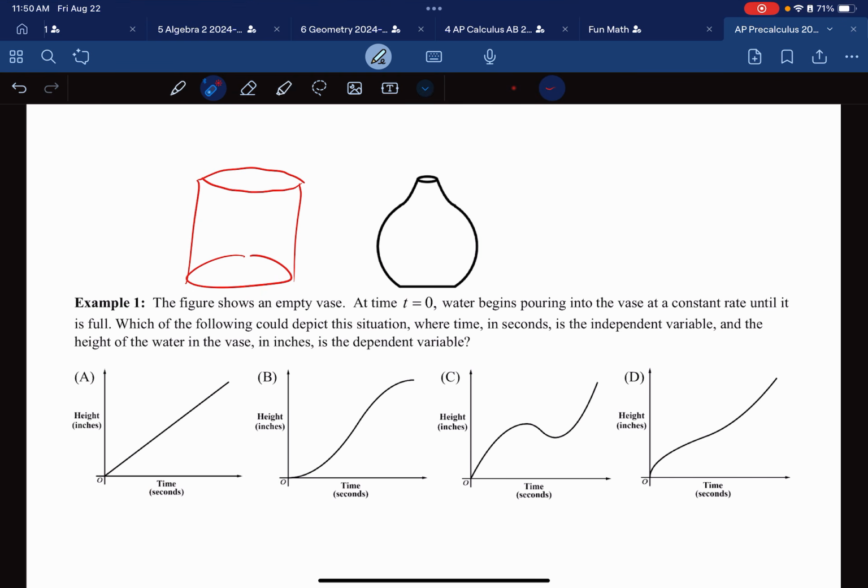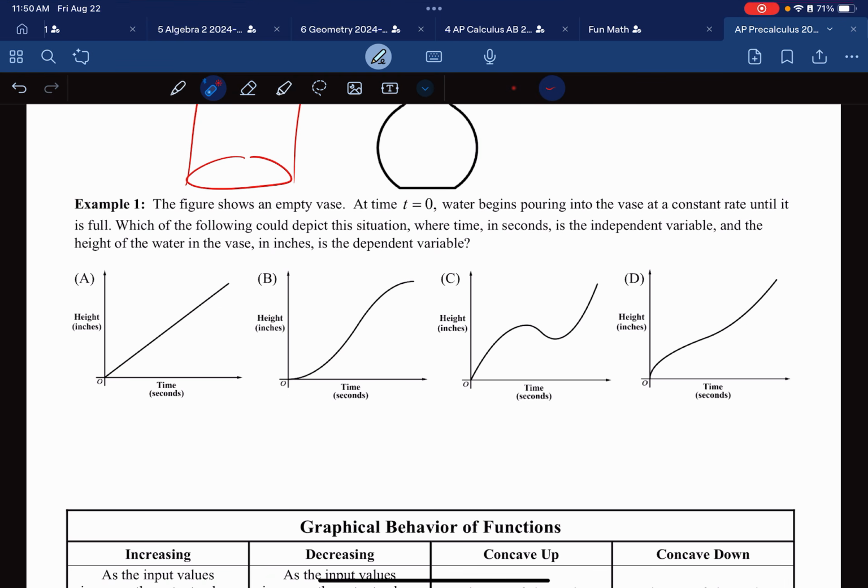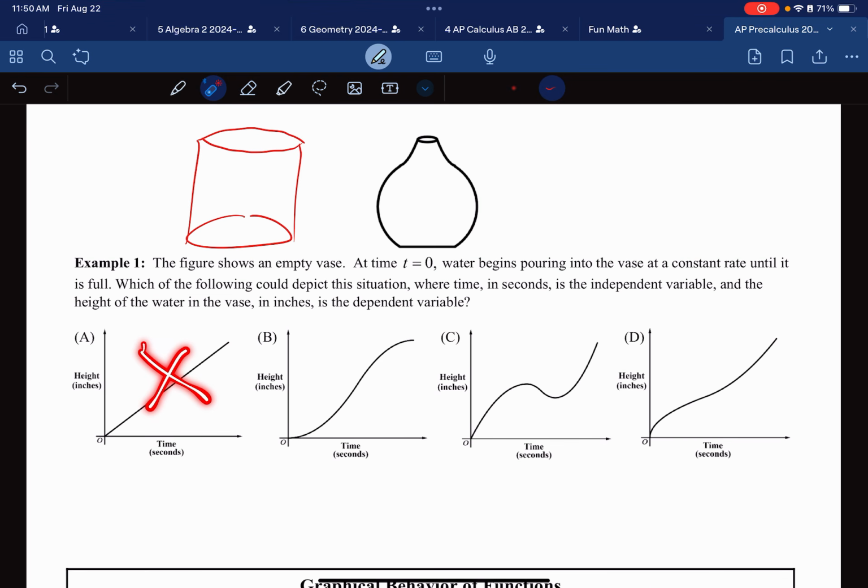All right, well, you've either thought about it or you've given up and you just want the answer. Which of these answers is it? Well, it's not A because it's not a cylinder. It will eventually slow down as the diameter gets bigger and bigger. It could be B because it's kind of going up at like these variable rates.